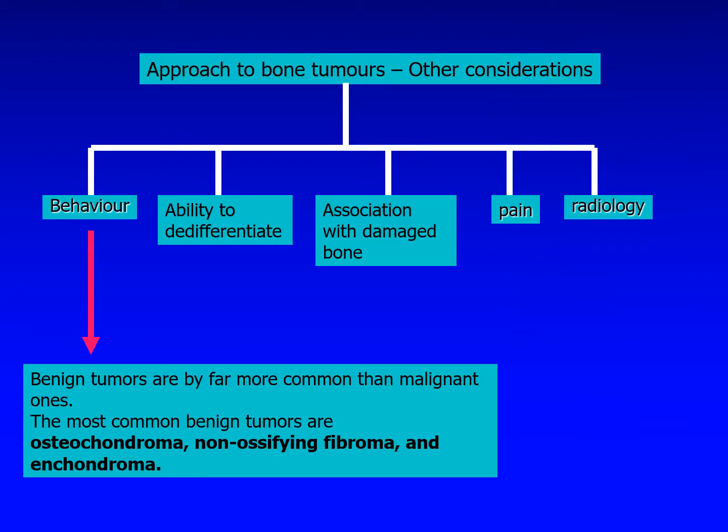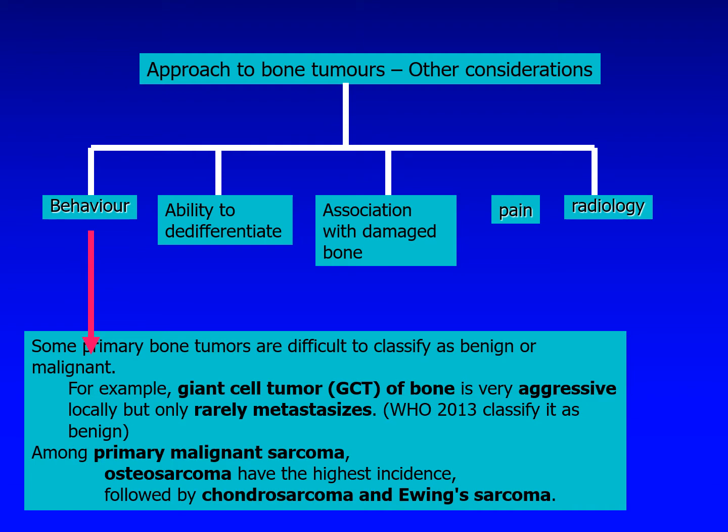When we look at the behavior of the tumor, whether they are benign or malignant, we see that benign tumors are far more common than malignant ones. The most common benign tumors are osteochondromas, non-ossifying fibromas, and enchondromas. Some primary bone tumors are difficult to classify as benign or malignant. For example, the giant cell tumor of the bone, which we will see later, is very aggressive locally but only rarely metastasizes. The WHO in 2013 classified it as a benign tumor. Among the primary malignant sarcomas, osteosarcomas have the highest incidence, followed by chondrosarcoma and Ewing sarcoma.